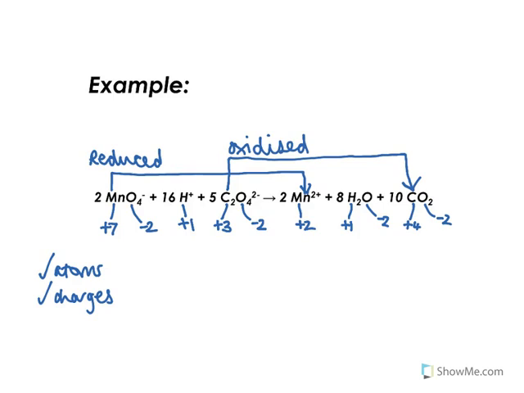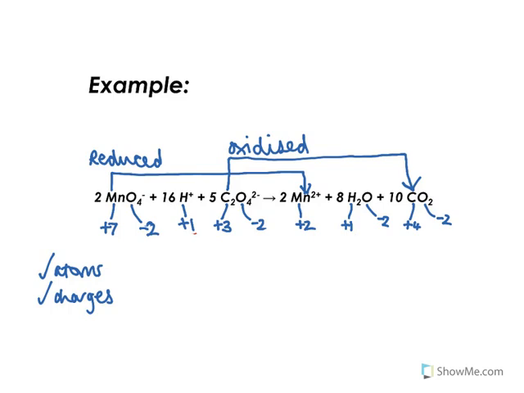Oxygen, though, has gone from minus 2 in both of these examples, stayed at minus 2 in both of those examples, so that's not changed at all. Similarly, the hydrogen, plus 1 here, plus 1 here, that's not changed at all. Whereas both the carbon and the manganese have changed, so it's those substances that are involved in the redox.